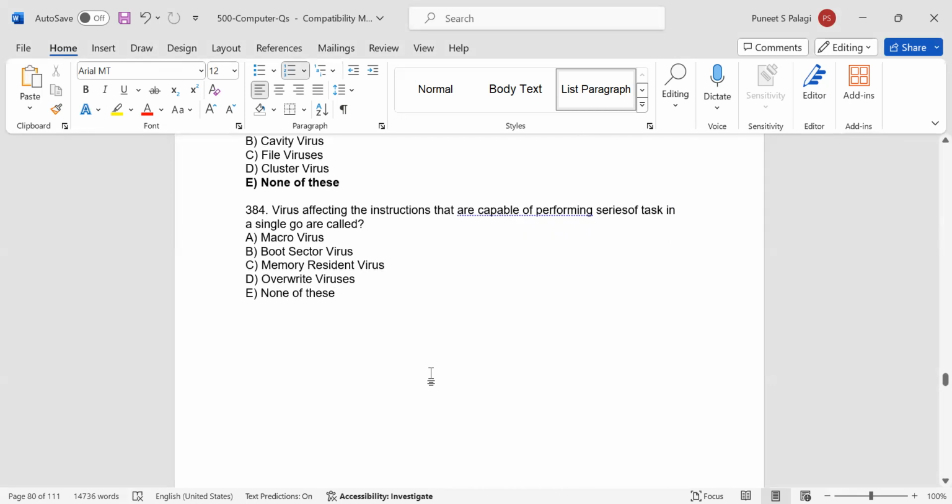Then, virus affecting the instructions that are capable of performing a series of tasks in a single go are called. Virus affecting the instructions that are capable of performing a series of tasks in a single go. It is macrovirus.